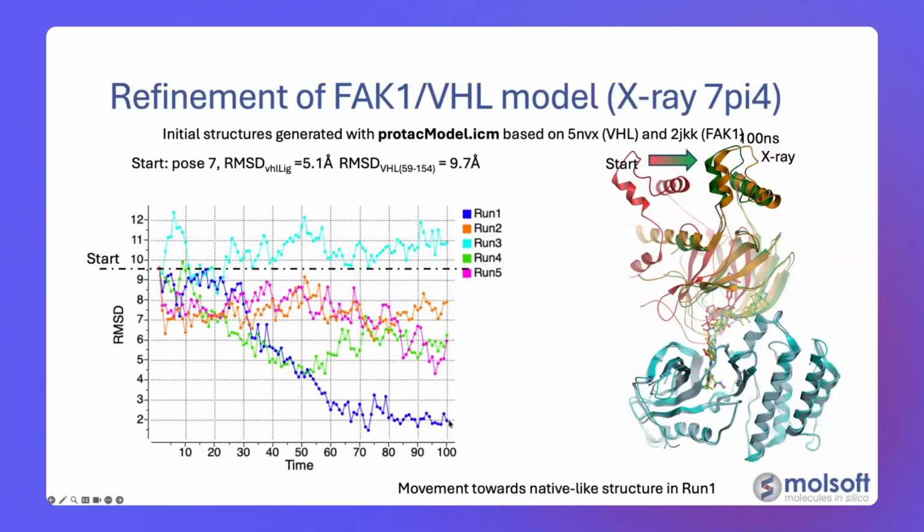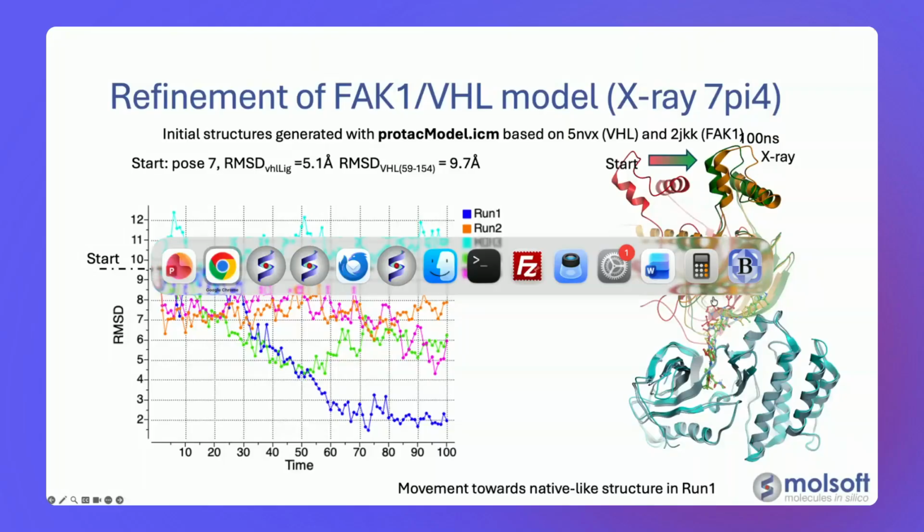This indicates that the MD refinement successfully guided the model from a rough initial pose to a configuration that closely matches the X-ray structure, as shown in the superimposed protein here. So it's the X-ray in orange, and eventually after MD it came to within 2 angstroms of the crystal structure. So how do you do this practically in ICM?